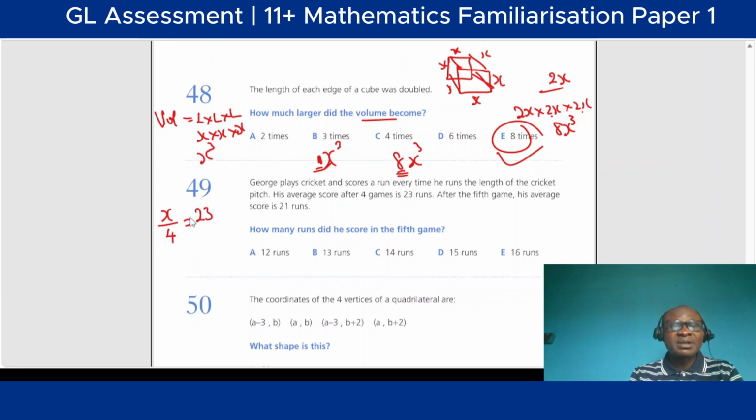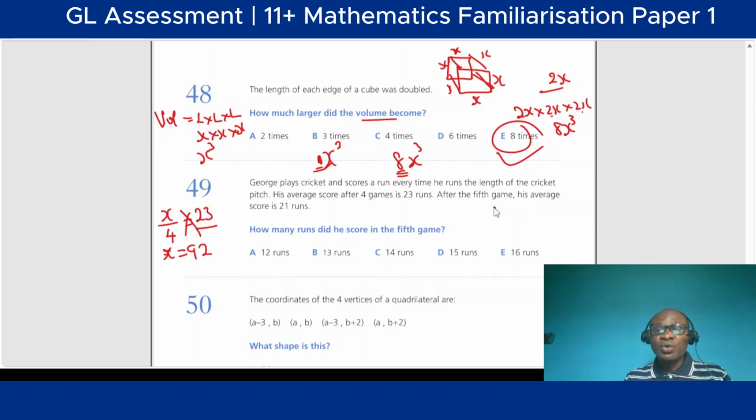So that will make us get the total score, which is by cross multiplication. If I do 4 multiplied by 23, I will get 92. So the total score for 4 games was 92. All right. After the fifth game, his average score is 21.